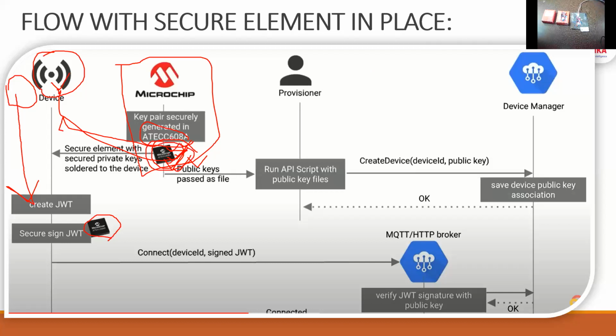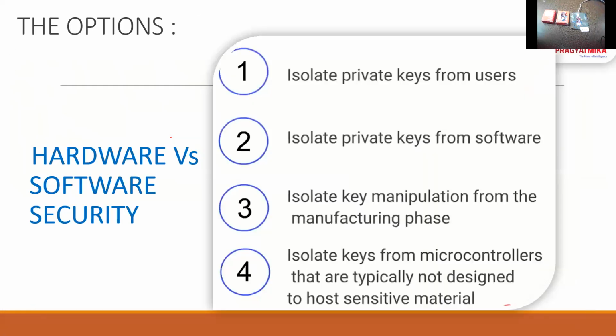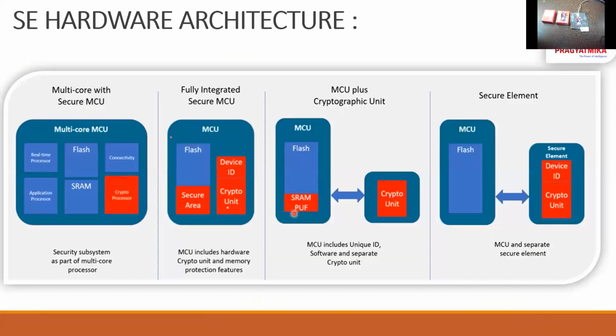This is a kind of hardware which is used for storing your secured keys, the public keys, private keys, and thereafter the secured sessions, and it will give the authentication for your JWTs. So this is the job of this hardware layer. And how is this hardware layer implemented?